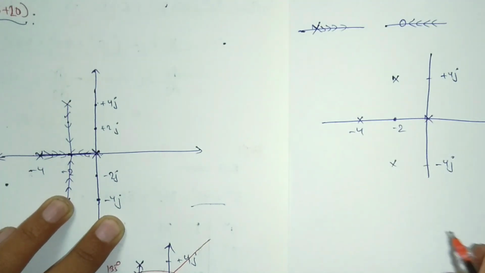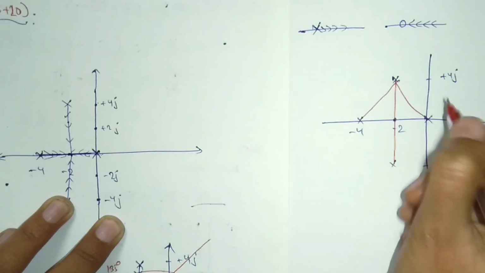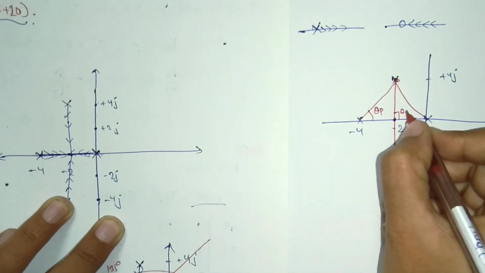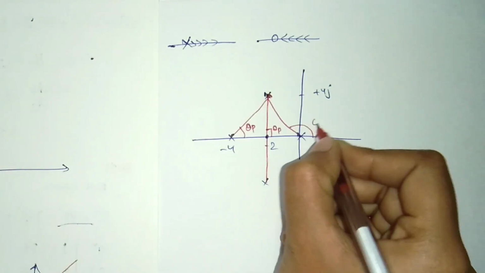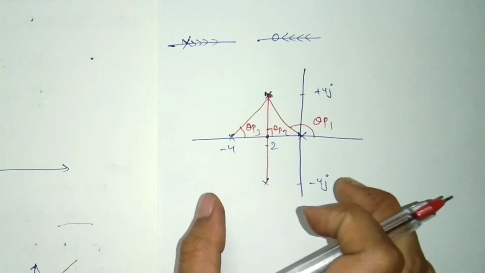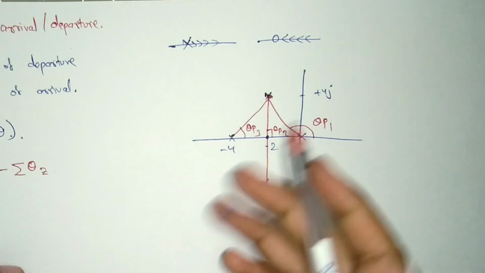Fine. Now we are going to join it like this. See, this is a pole, so this is theta p. This is a pole and a pole, theta p. This is a pole and this is a pole, so this is also theta p. So we will name it as theta p1, theta p2 and theta p3. There is no 0, so there will be no theta p. Now we are going to calculate all the angles.